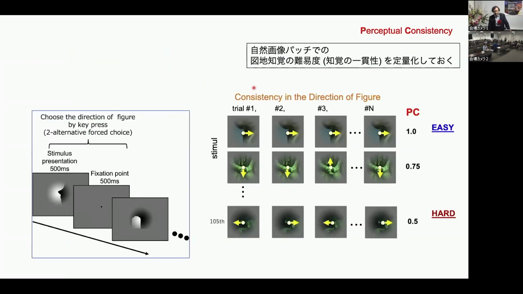So we want to get that data also. So this is one of the example stimulus. So when we show this one, perhaps this is easy for judge. So even we repeat it several times, the subject would answer figure is on the right. So consistency is perfect, so it gets the 1. But if you look at this one, this is difficult to judge figure ground, so it's going to be a chance rate. So this is a perceptual consistency. So let's see the result.